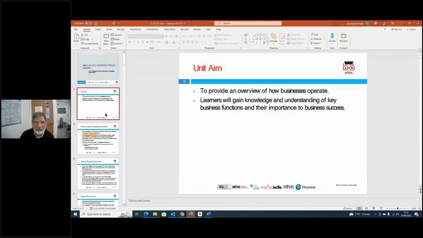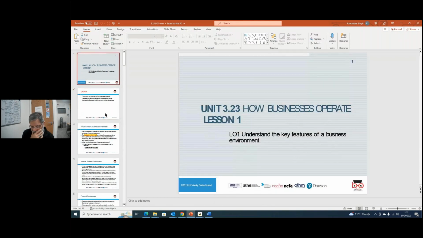Okay. So this unit is about how businesses operate. It's on ATHE level 3. And this is the first of the few lessons that we're going to talk about. And then you'll have an assignment to do. After having done the LOs 1, 2, 4, 5, and 6, or however many there are, then I'll go through the assignment brief and what you're expected to do. During the session, if you have any question, just stop me whenever you don't understand anything, and we'll try and clarify the matter, and then we move on.